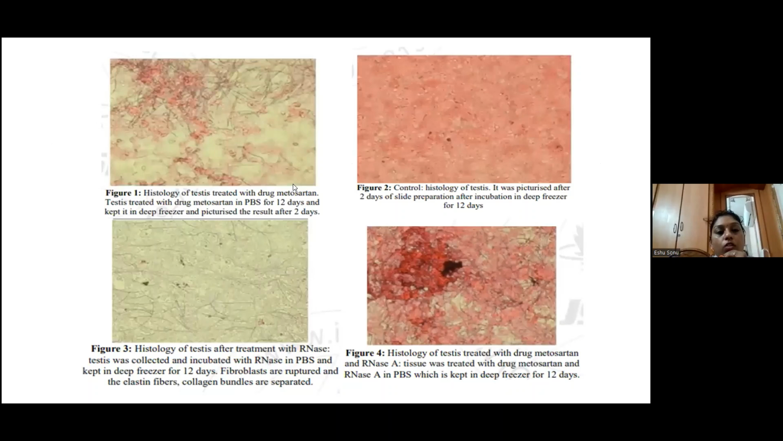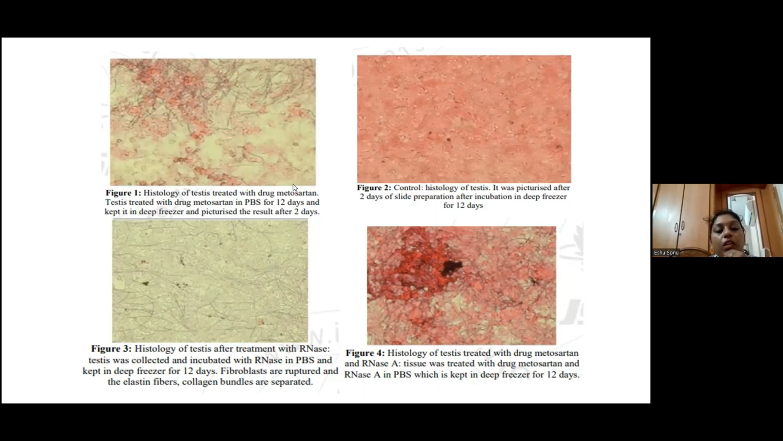When you go for the in vitro studies, these are the four pictures taken from the testes. The first picture is the histology of the testes treated with the drug metosartan. The testis was treated with metosartan in phosphate buffer saline for 12 days in the deep freezer, and after 12 days it underwent processing for slide preparation, and after slide preparation we can picturize the result after 2 days. When you see the total histology compared to the control, which is figure 2, you can see the difference, where the sperms and almost all tissue are eliminated.